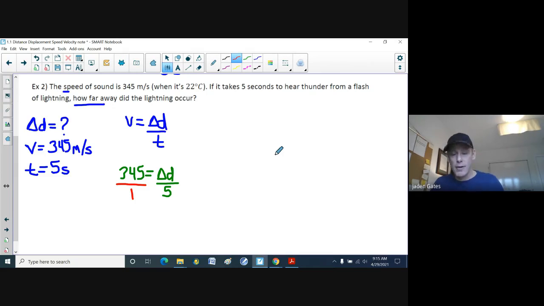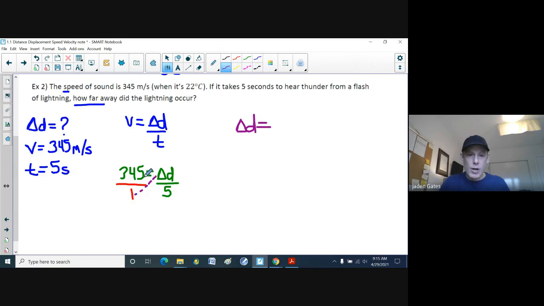Try it on your calculator. 5 divided by 1 is 5. 480 divided by 1 is 480. And here's why I do that. When I have a fraction equaling a fraction, I can easily get rid of all the fractions because then I can cross multiply. So what I'm going to do here is cross multiply where I got 1 times delta D. Well, that's just going to be delta D.